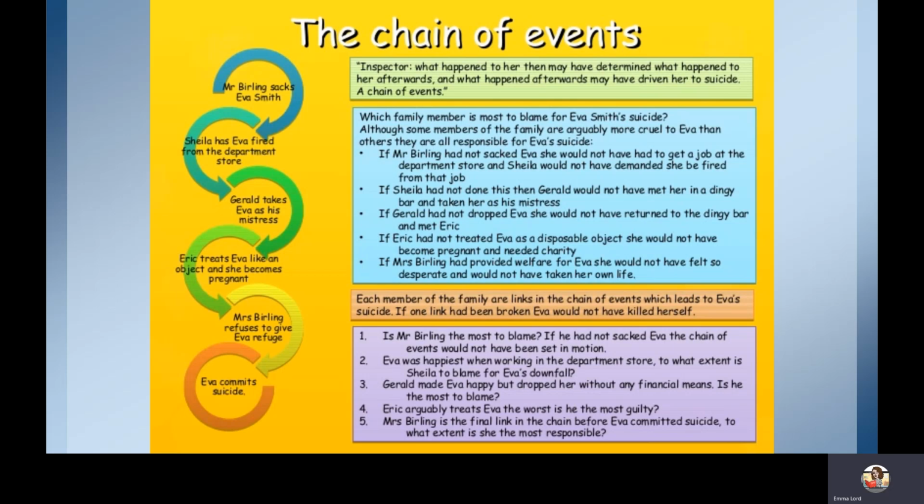And then Mrs. Birling has her part to play when Eva arrives at the charity because of Eric's actions, and refuses to help. And then we have Eva committing suicide. So one thing very much leads on to the other.